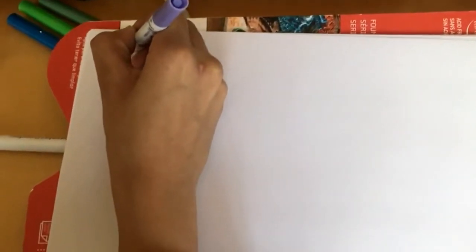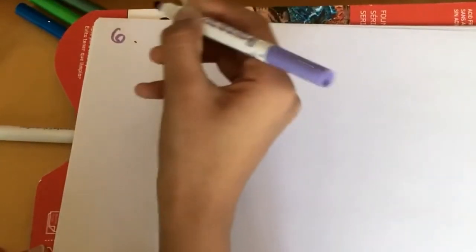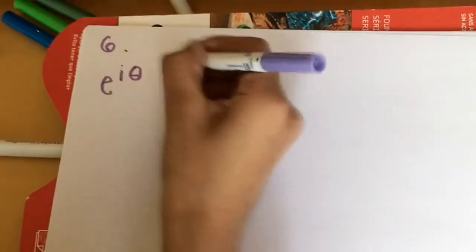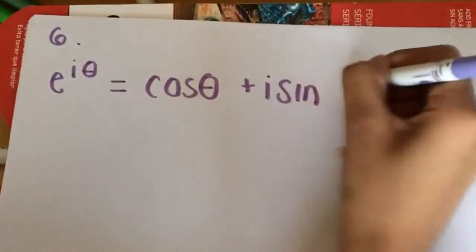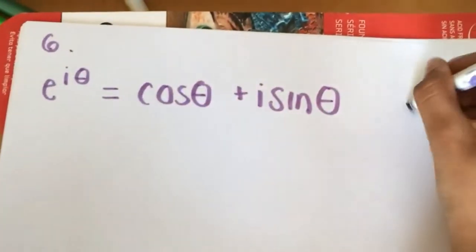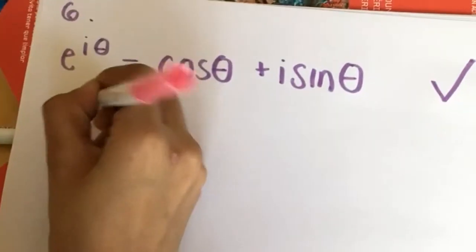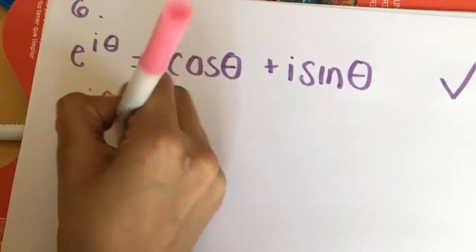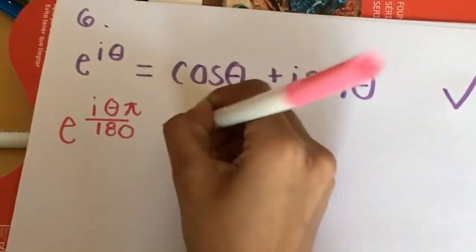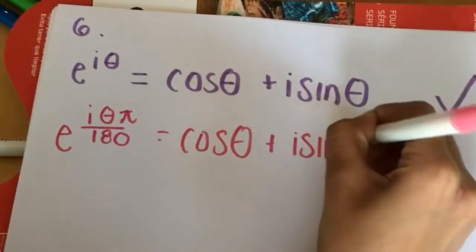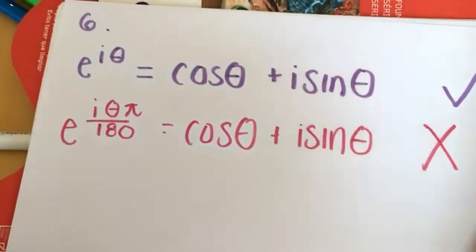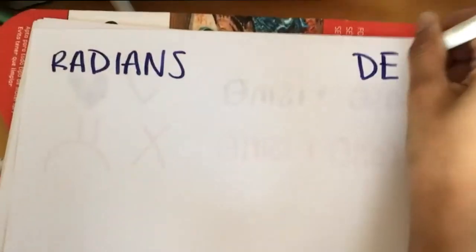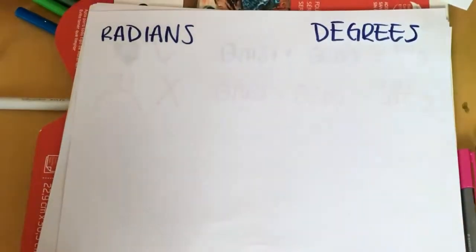6. Euler's formula is much simpler and prettier when used in radians. For example, e to the power of i times theta is equal to cosine theta plus i times sine theta, versus e to the power of i times pi times theta divided by 180 is equal to cosine theta plus i sine theta. Finally, why do we use radians over degrees?